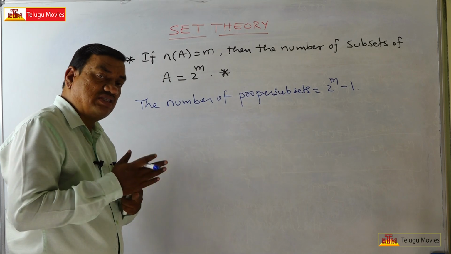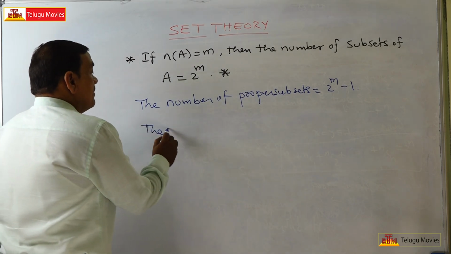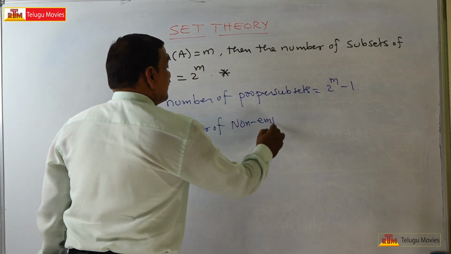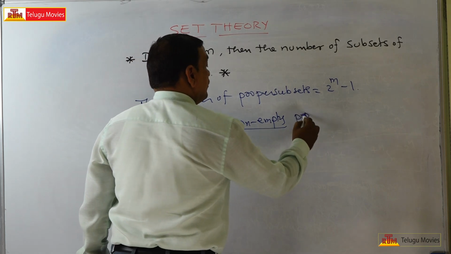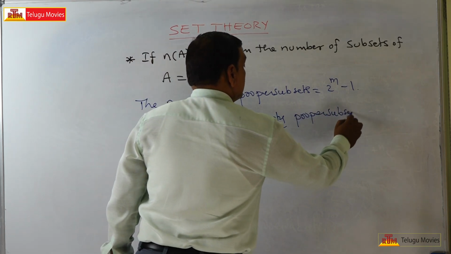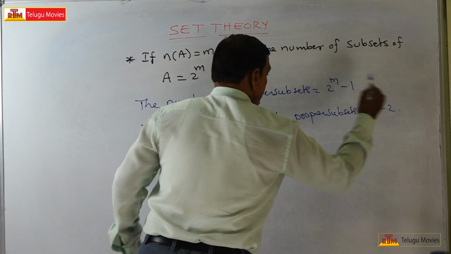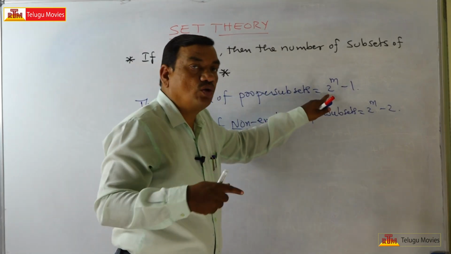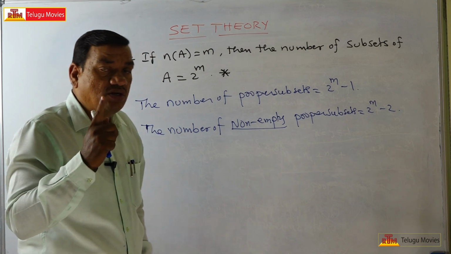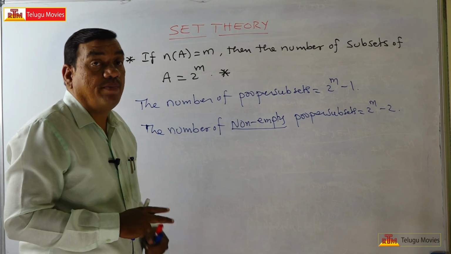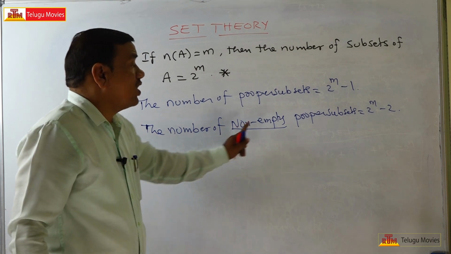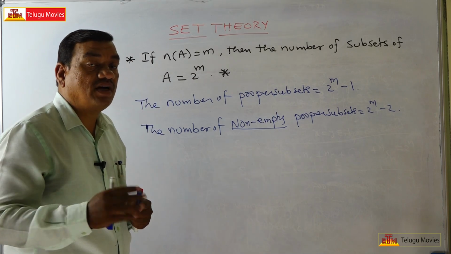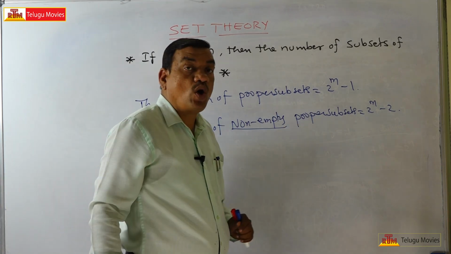Now, if you also subtract that, it is called the number of non-empty proper subsets, which is equal to 2 power m minus 2. Therefore, the number of subsets is 2 power m, and the number of proper subsets is 2 power m minus 1. Why do we subtract 1? Because the set itself is an improper subset. The number of non-empty proper subsets means that among the proper subsets, one is the empty set. If you subtract that, all the remaining are called non-empty proper subsets.